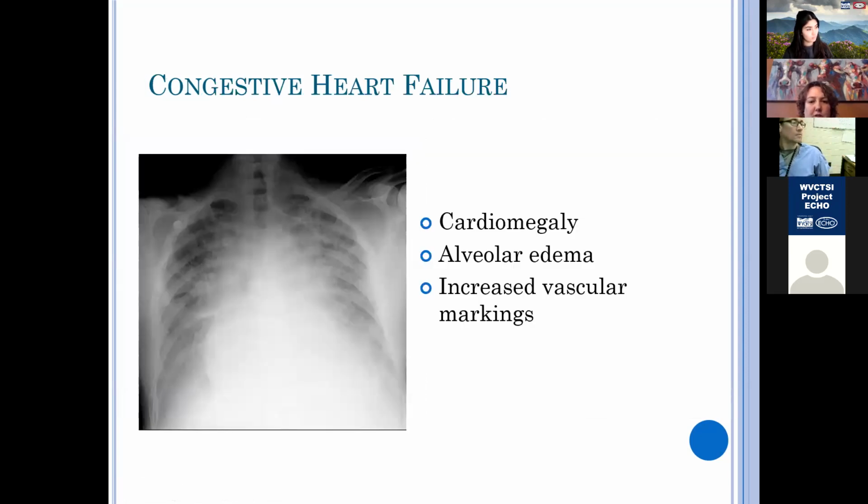For patients with congestive heart failure, what we're looking at is cardiomegaly, or an enlarged size of the heart. You can definitely see here with your right heart border and your left heart border, this heart would take up more than half of the chest. So this heart is enlarged. You can see alveolar edema. You can see increased vascular markings. This is a patient with congestive heart failure.